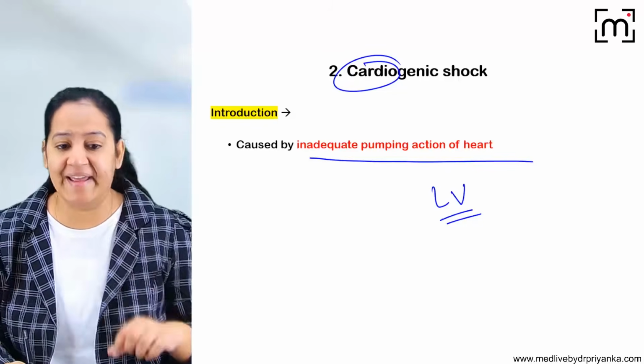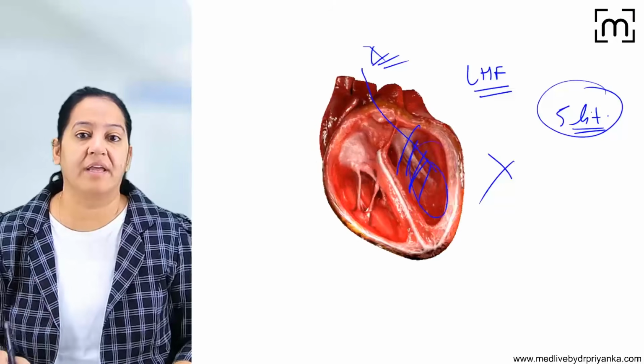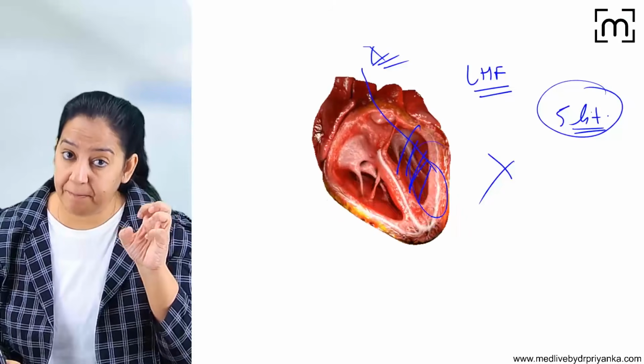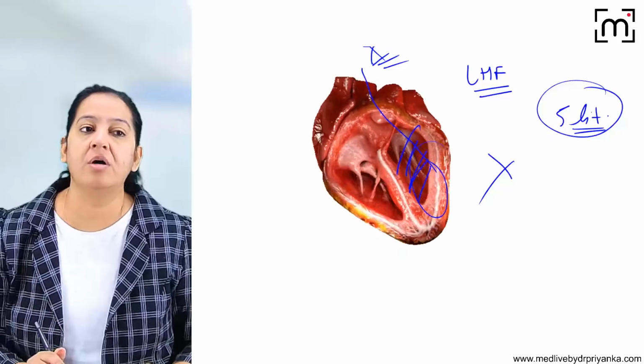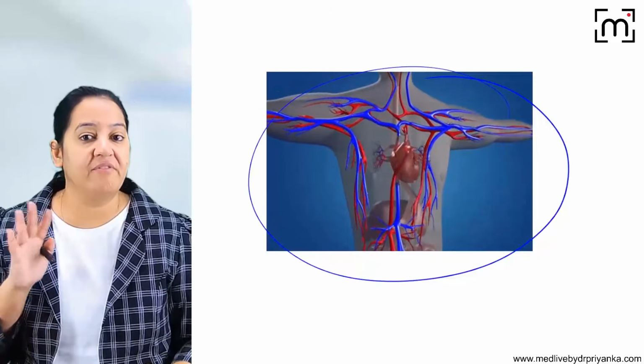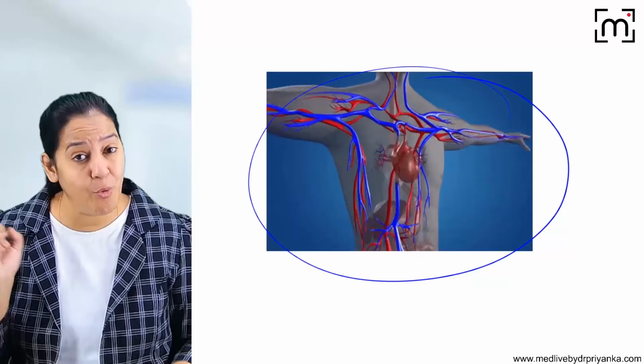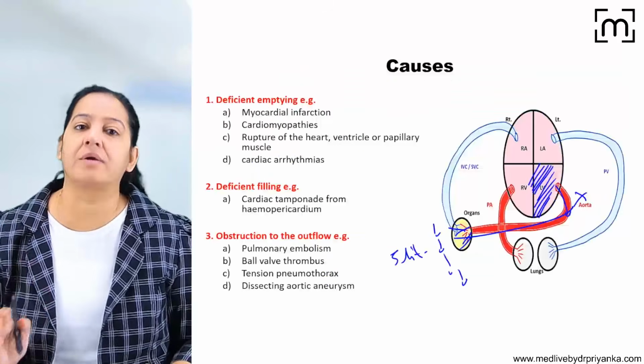So here you can see the cause is cardiac. The left ventricle is not pumping properly, not doing the systole adequately. So less blood is ejected into the aorta, and all the organs receive less blood simultaneously. There is poor tissue perfusion in multiple organs together.